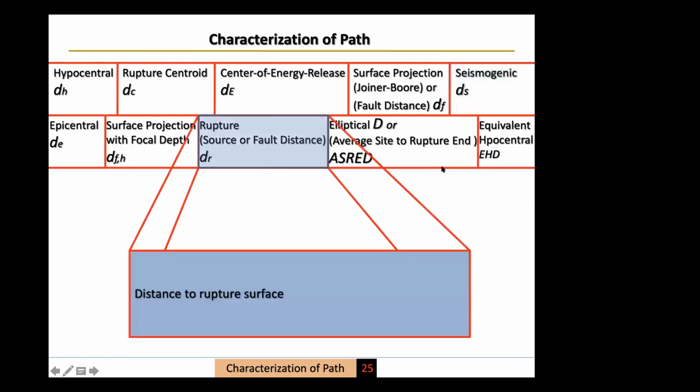The next one is rupture distance, which is the source or fault distance. This is also a good measure of distance, and this is the distance to the rupture surface.